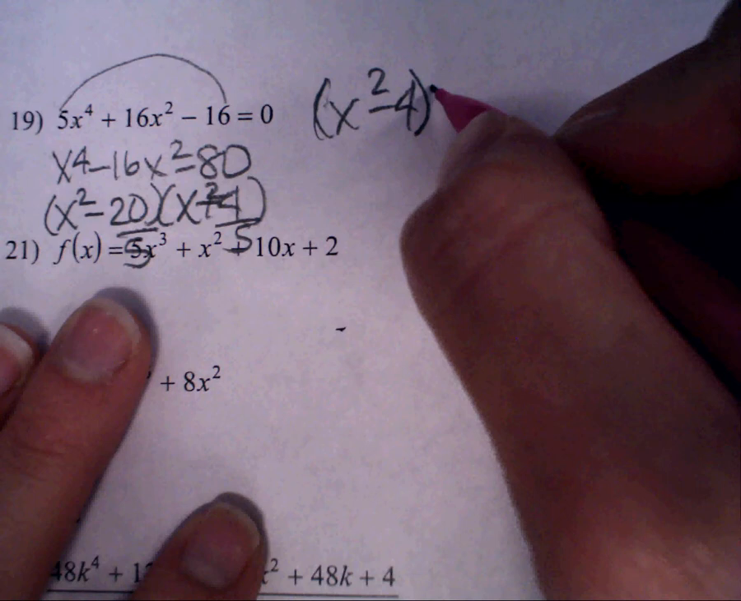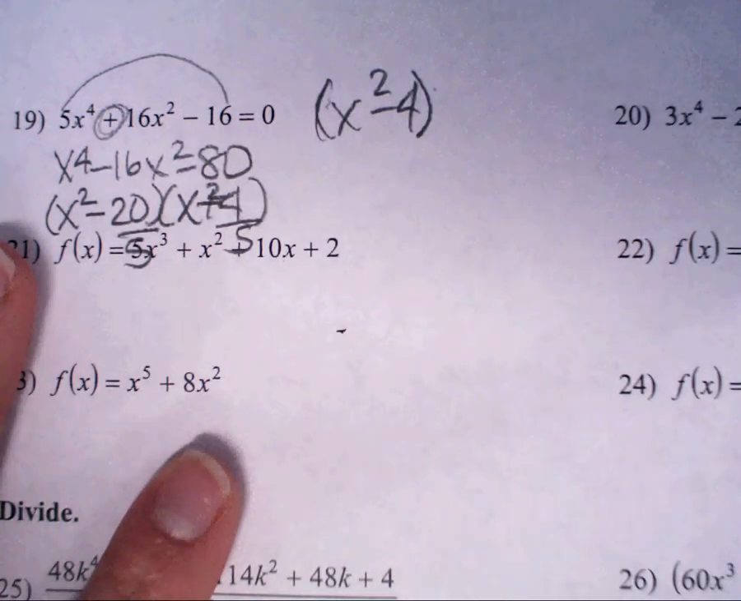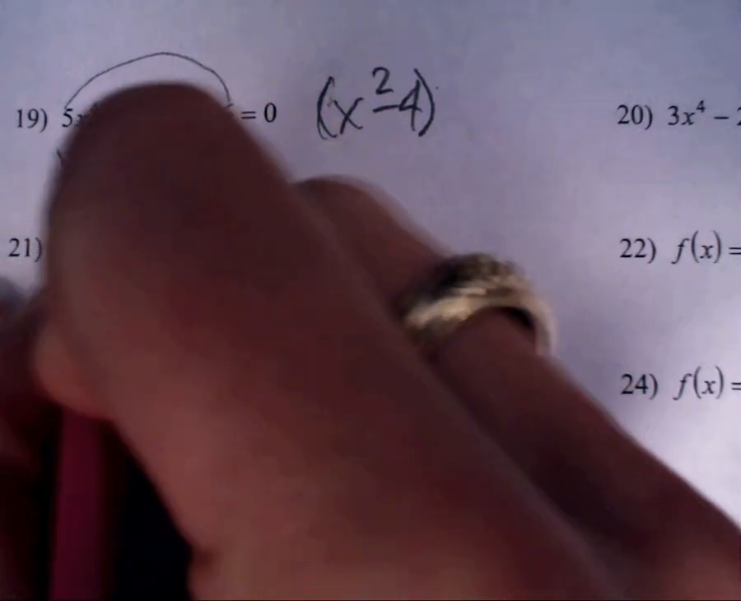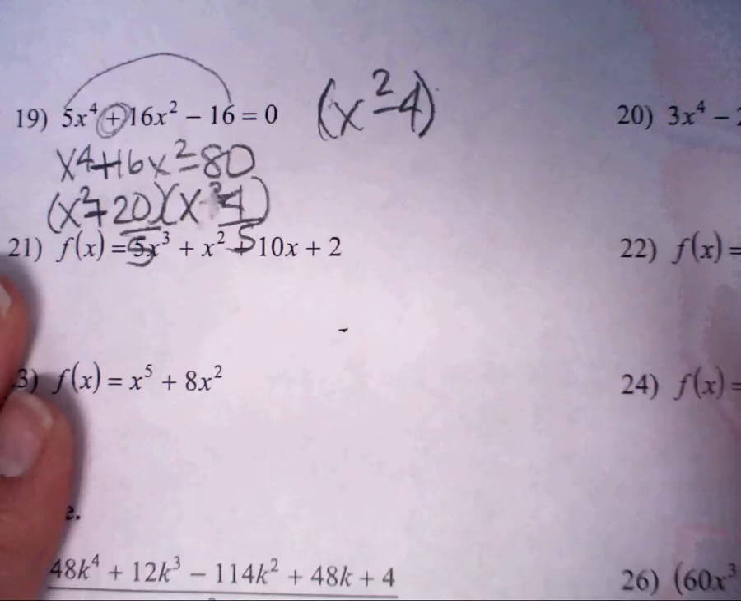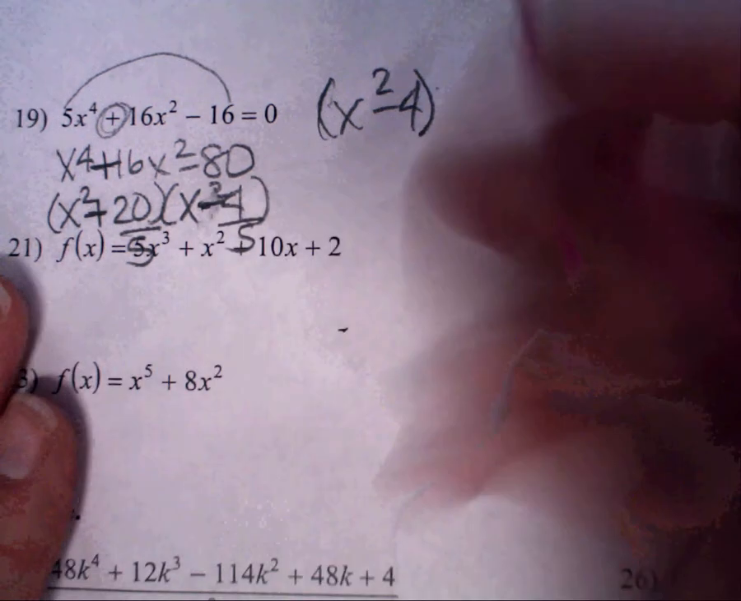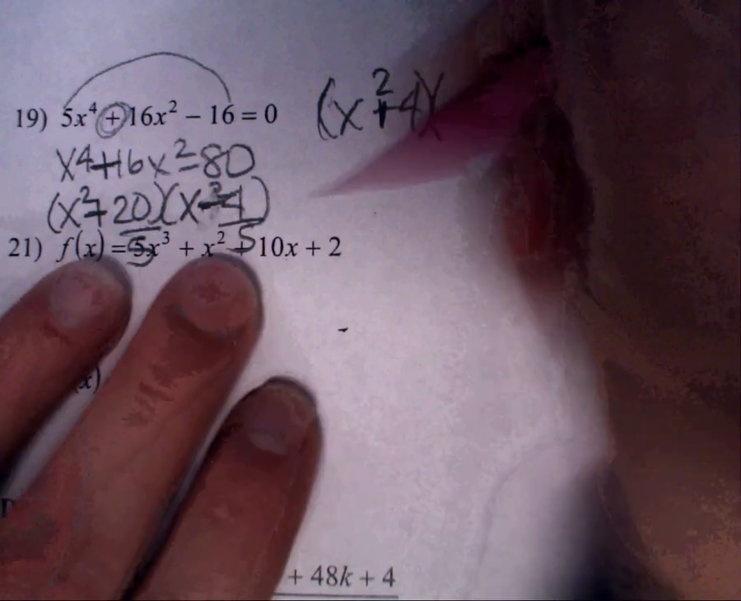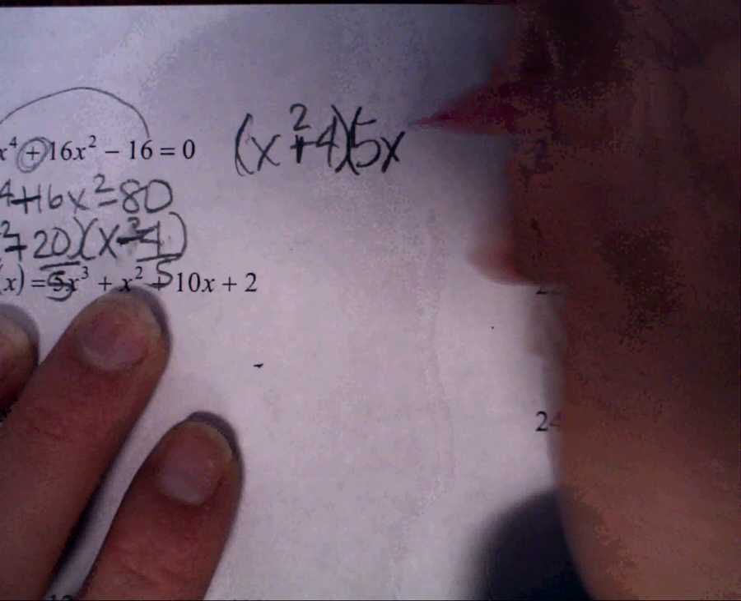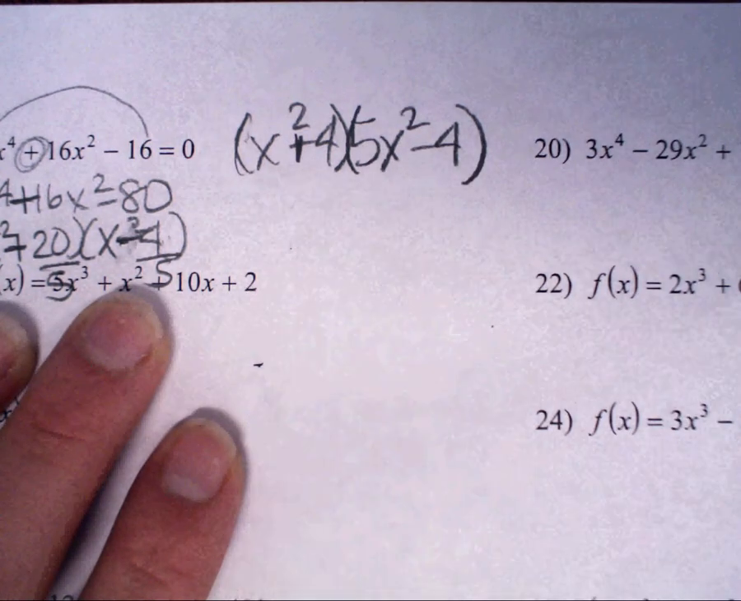Is that right? Oh, I messed up. Look at that. See that positive 16 I have in the middle? I did not bring that down, so it'll change these signs. So we get x squared plus 4, and this 5 and this 4 don't reduce, so I slide that 5 up with the x squared, and that's as far as you can go on those.